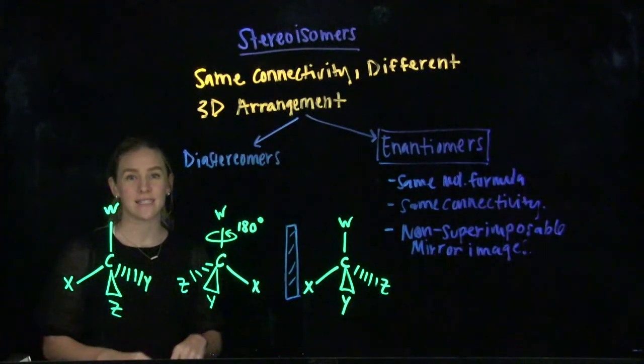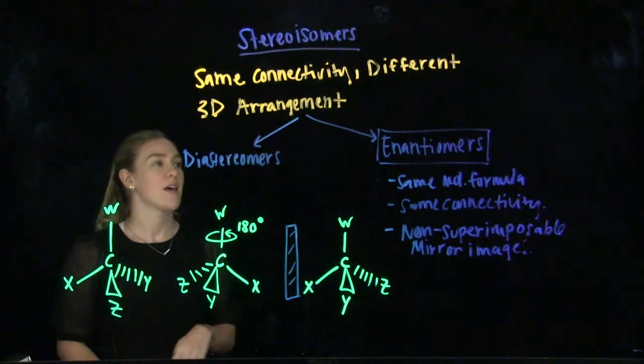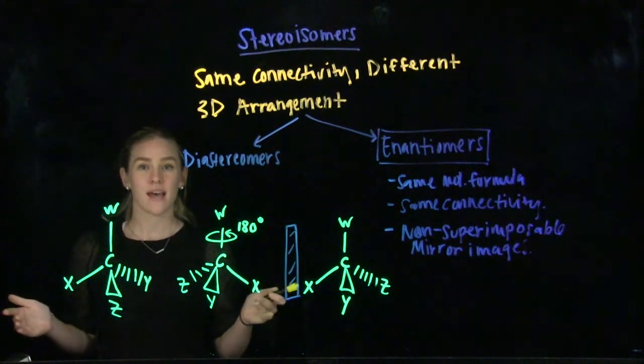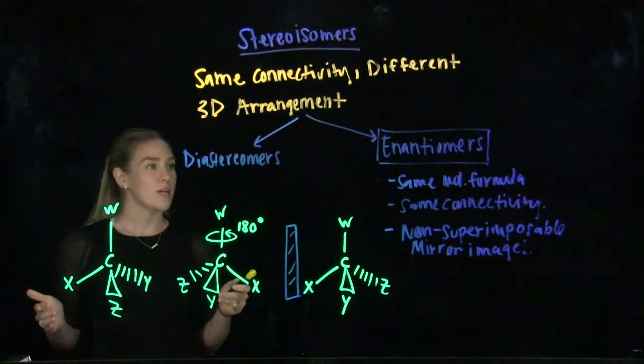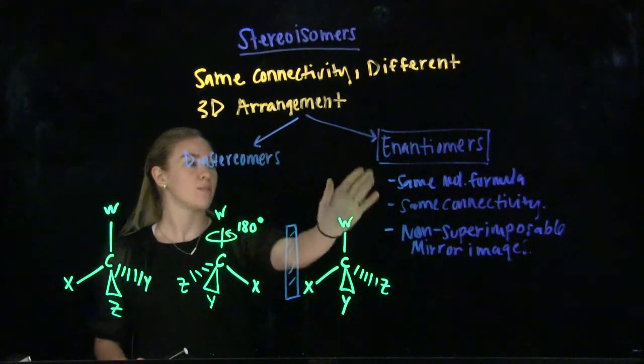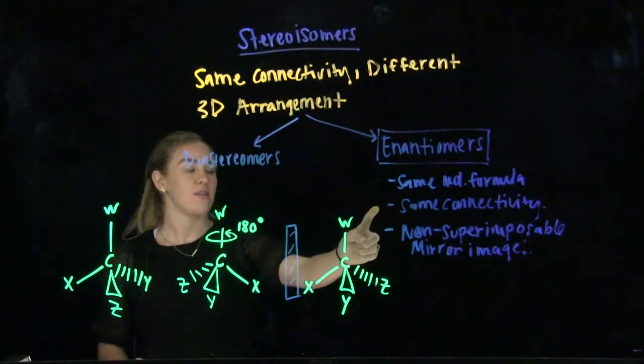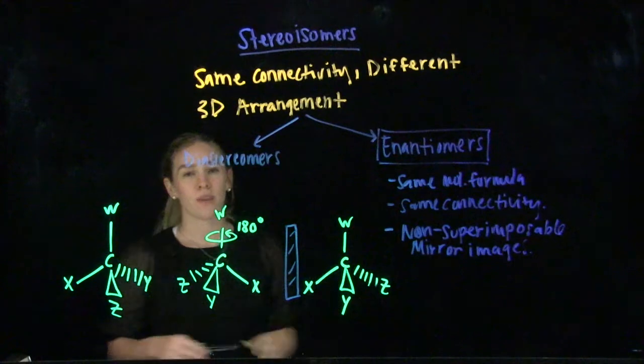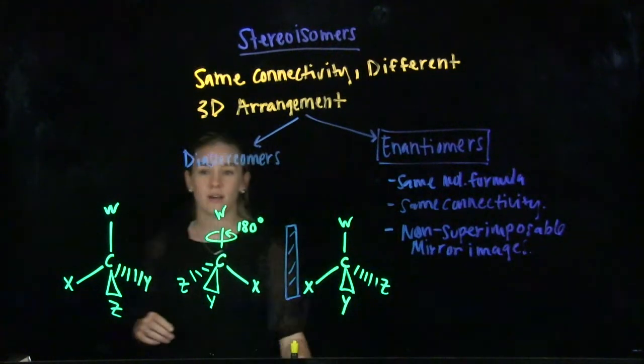A little bit more in depth on enantiomers. So in the previous video, we had the whole big flowchart of isomers. So we already know that enantiomers have the same molecular formula, the same connectivity, and that they are non-superimposable mirror images of each other. And in the last video, I gave the analogy of my hands.